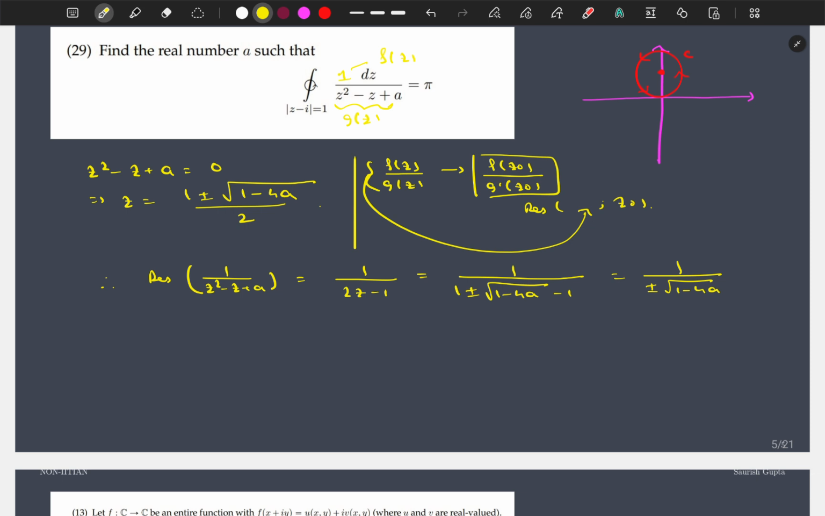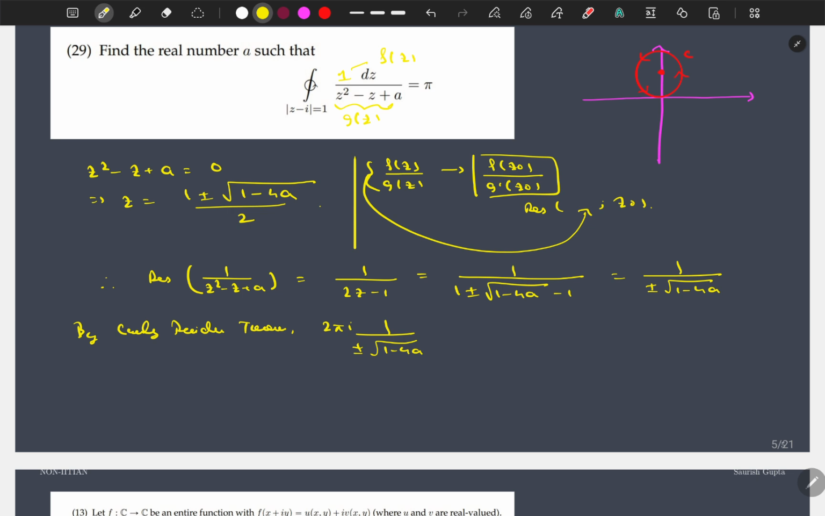Now what do we have? I had that this integral should be pi. So by the Cauchy residue theorem, let us keep both the signs for the moment, because ultimately we will be squaring it out to get the value of a, since I don't want to keep the root. By the Cauchy residue theorem, what should I have? 2 pi i times the residue, which is 1 over plus or minus the root of 1 minus 4a.